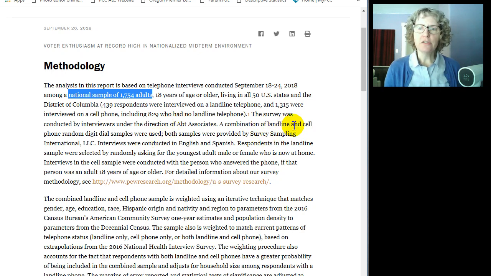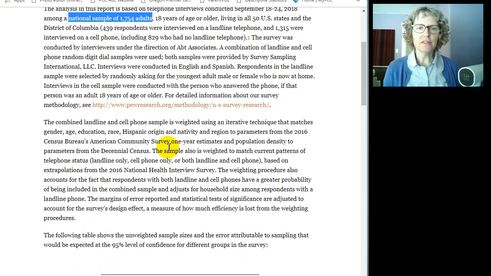It says a combination of landline and cell phone random digit dial samples were used. Interviews were conducted in English and Spanish. It tells you more about how they selected which person, if it was a landline, because you don't know who's going to answer the phone. Here is another very important part.